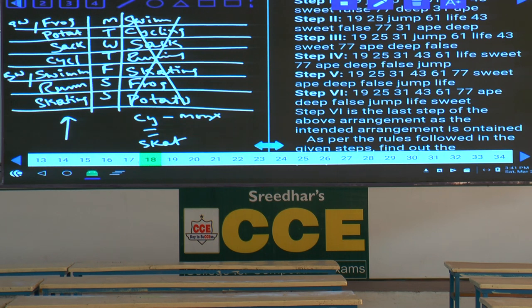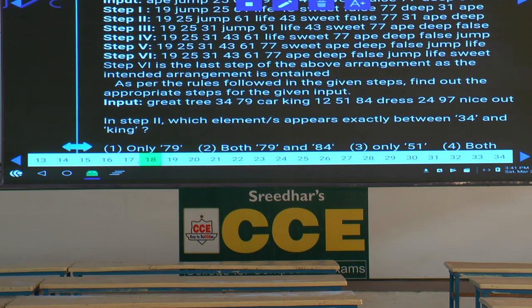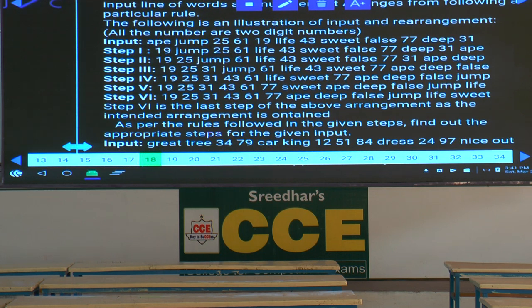Now in this 18 to 23, input followed by some six steps are there, 1, 2, 3, 4, 5 and 6. Now in the input, how many elements are there? There are some 12 elements. And how many steps are there? 6 steps. That means in each step exactly 2 elements are being arranged. One number and one word are being arranged in each one of these steps.